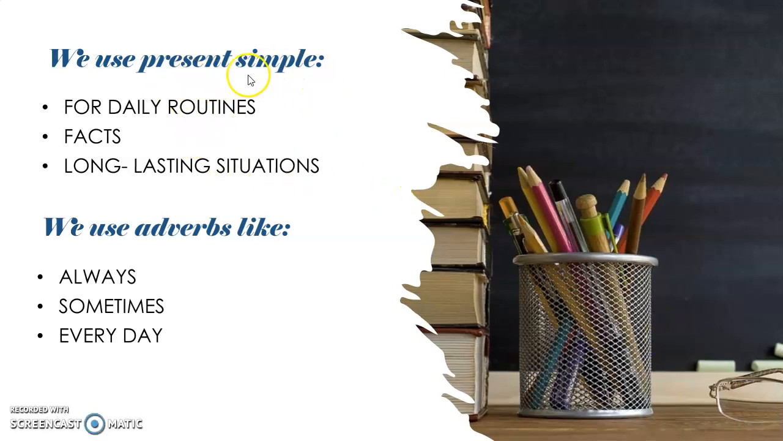We use present simple for daily routines, meaning things I do every day, like I go to school, I go to the bathroom, I eat. Facts, like it rains. Long-lasting situations like I study high school, I study at the college, I work, because you do it every day. And we use adverbs like always, sometimes, every day, like I go to school every day.